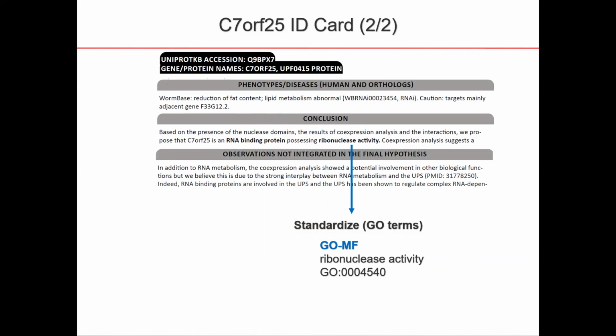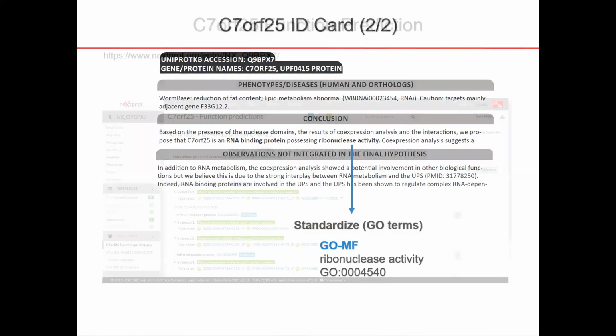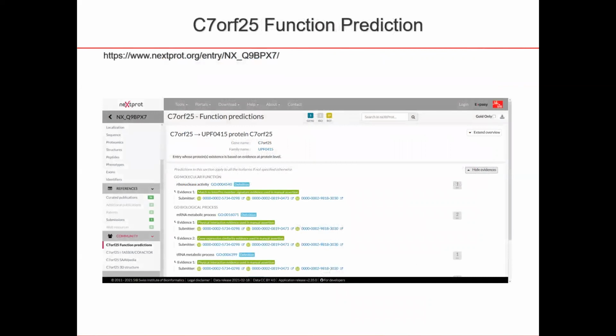Now, these predictions of the function of the proteins are now displayed in nextProt, as you see here. So it's displayed in a community function prediction page for the entry. And we see here the ribonuclease activity term we saw for the entry with the ORCIDs of the tutors, and a number of different evidences representing the different types of data supporting this function.